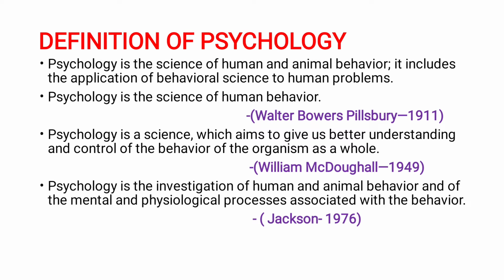So the first definition is the simplest definition, that is what? Psychology is the science of human behavior. The second definition is also very simple. What they are telling is, it is a science, and the aim of psychology is to understand the behavior of the organism and how to control the behavior of the organism as a whole.